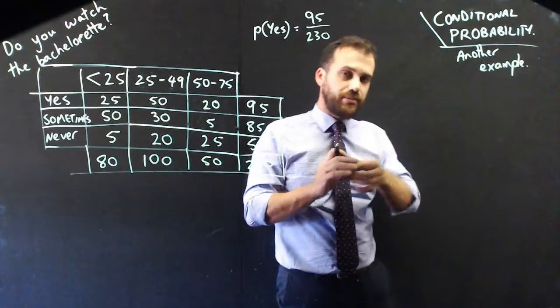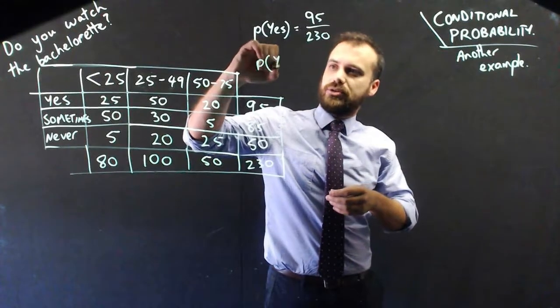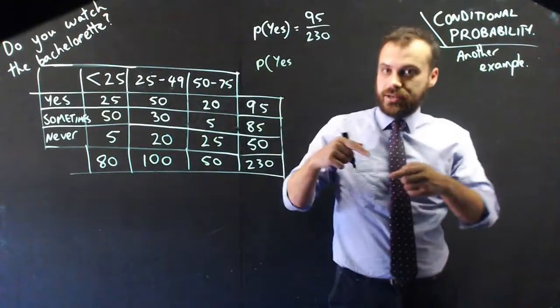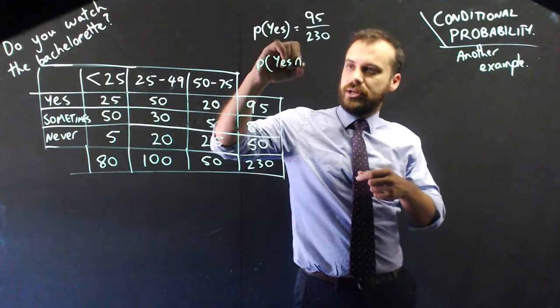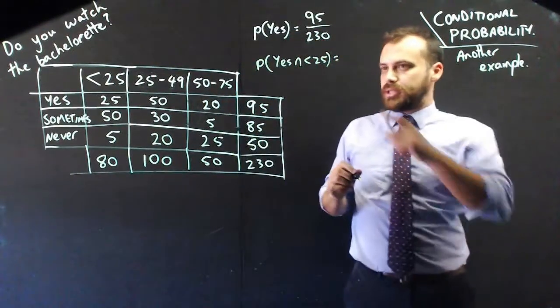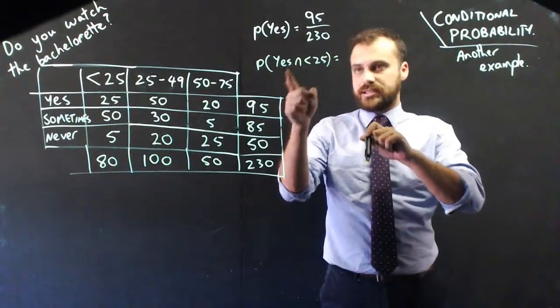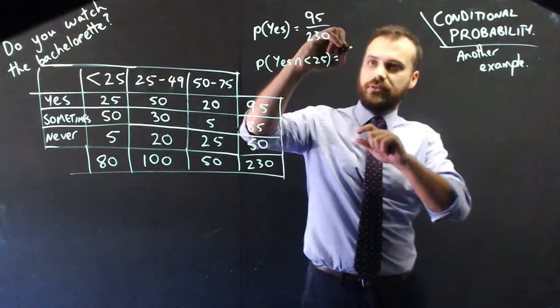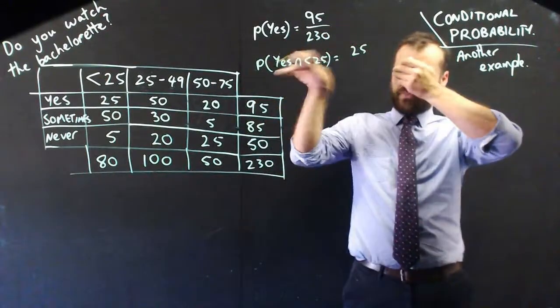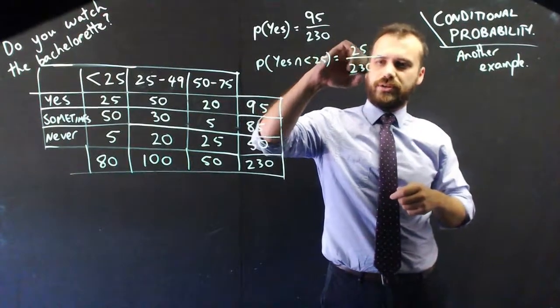So I just pick a random person with my eyes closed and I say, what's the probability that you said yes and, so that's the intersection, you're under 25? Okay, well that's equal to, there's only 25 people that are yes and under 25. But I've closed my eyes and I've just picked at random from all of these people, so it's 230.